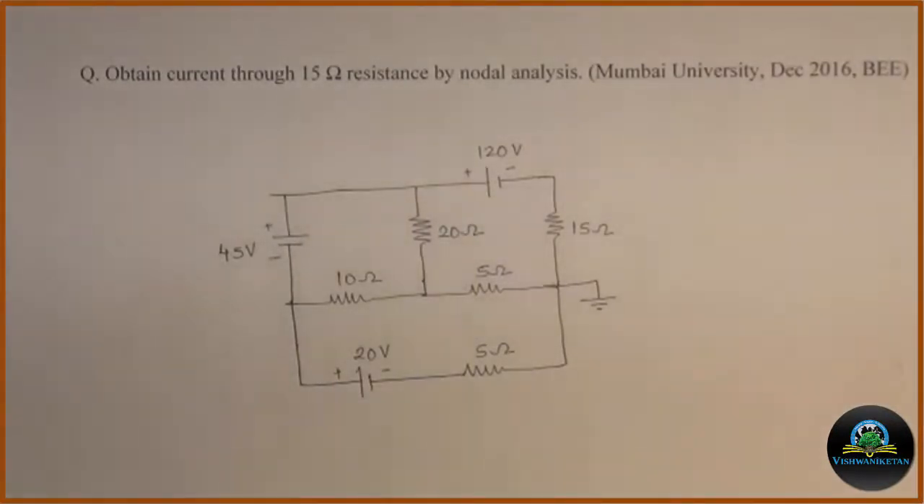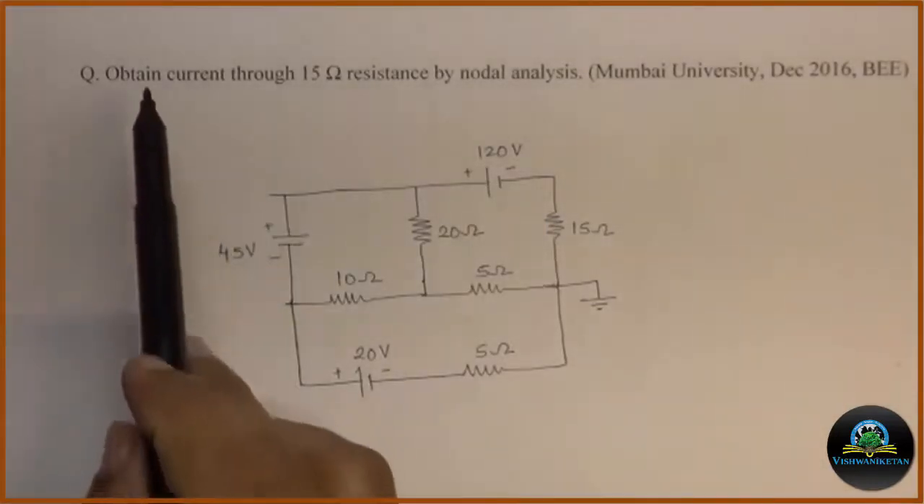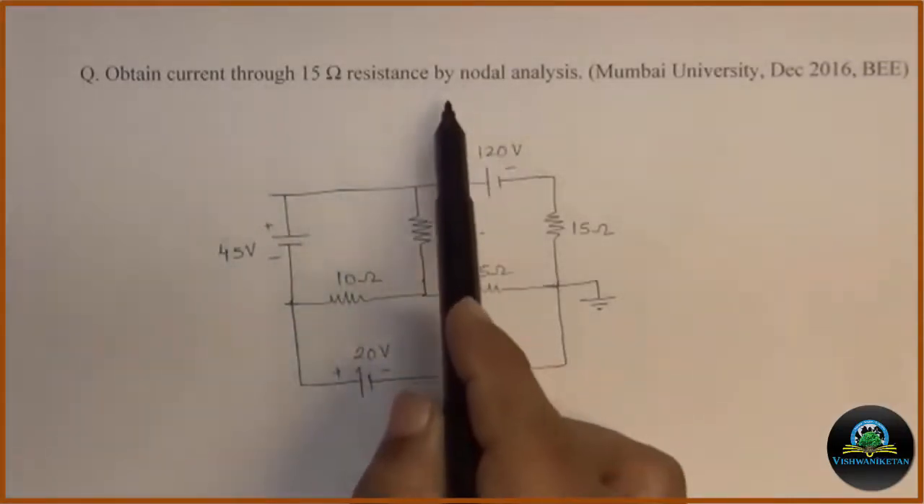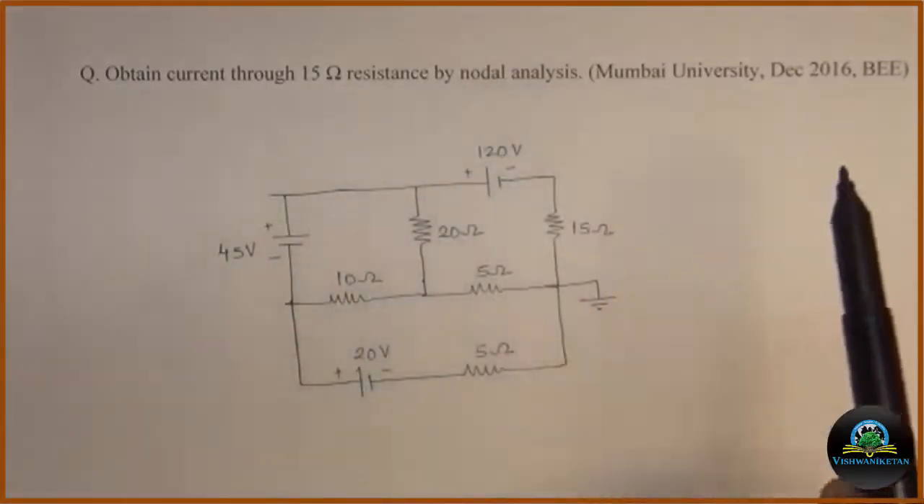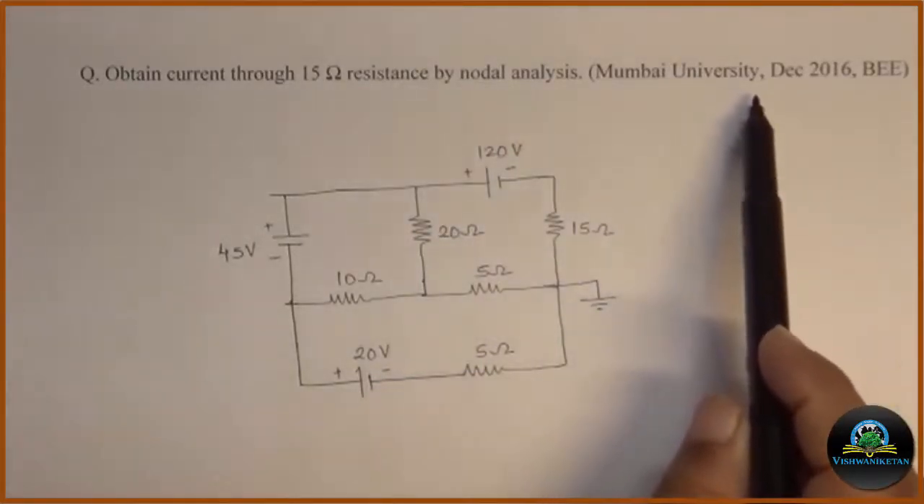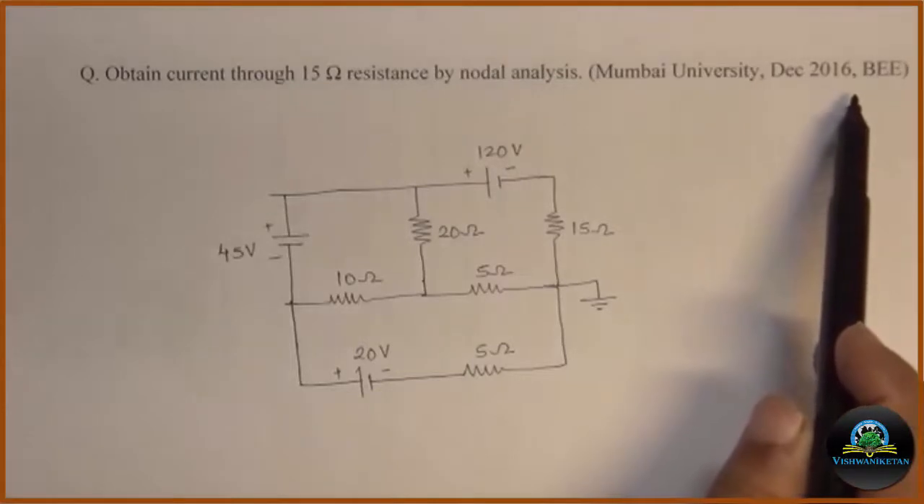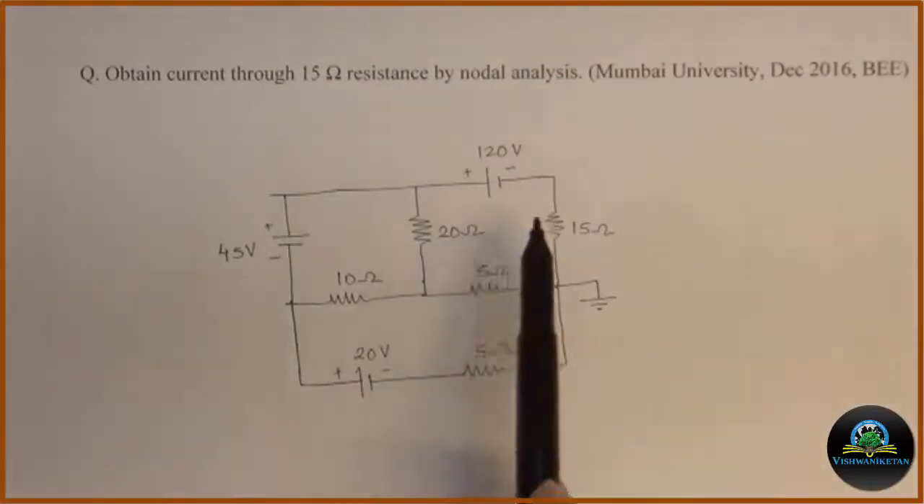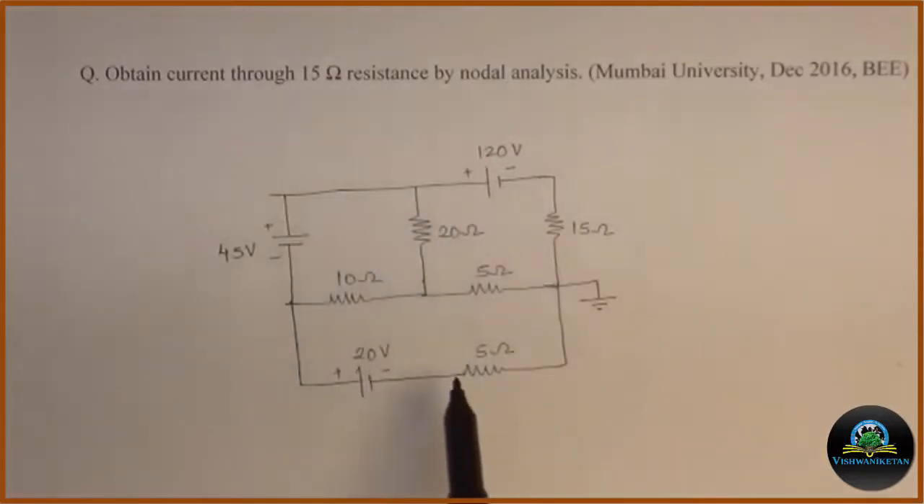Today we will see one more problem based on supernode. The problem is like this: obtain current through 15 ohm resistance by nodal analysis. This question was asked in Mumbai University question paper of December 2016 for BW. The circuit diagram of the problem is like this.